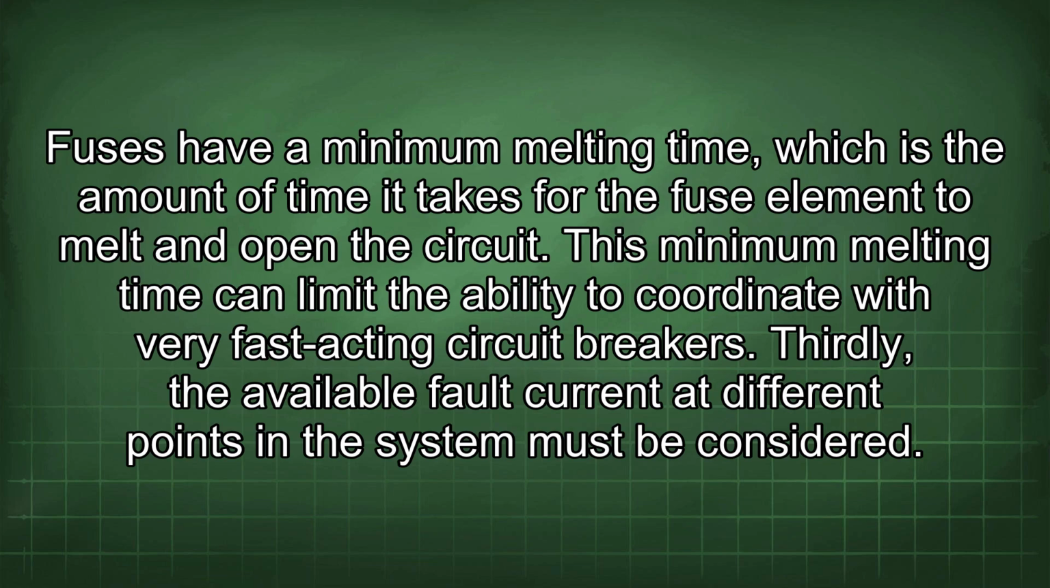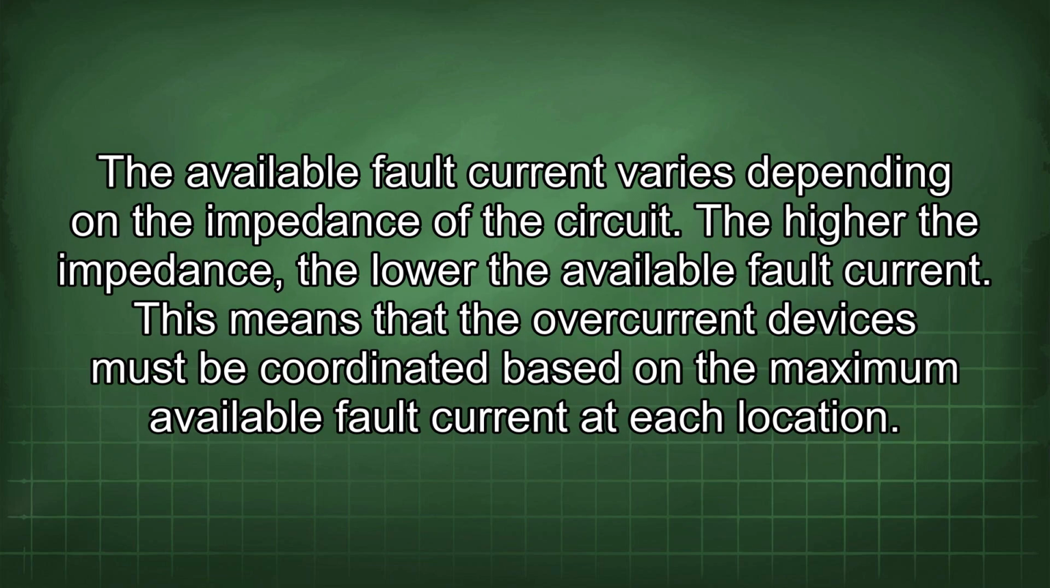Thirdly, the available fault current at different points in the system must be considered. The available fault current varies depending on the impedance of the circuit. The higher the impedance, the lower the available fault current. This means that the overcurrent devices must be coordinated based on the maximum available fault current at each location.